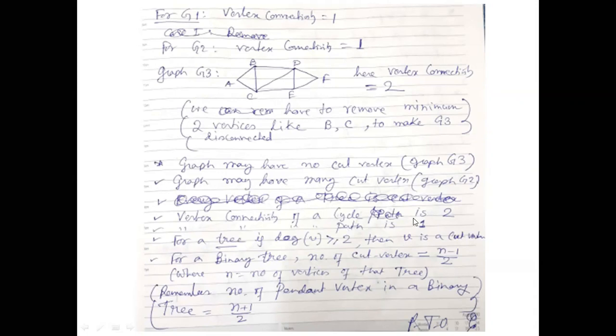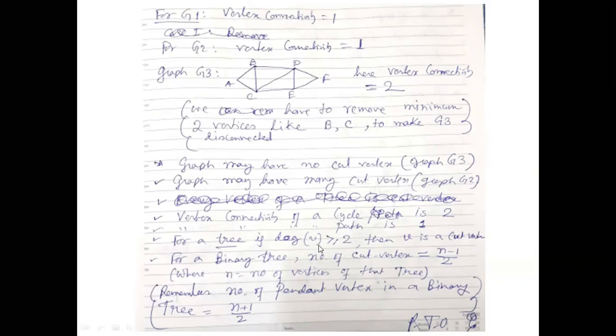And the vertex connectivity of a cycle is 2. For a particular cycle, a minimum of 2 vertices are required to make that cycle disconnected. Removing one vertex is not enough to make the cycle disconnected. Again, for a path, only one vertex is enough to make that path disconnected. Okay.